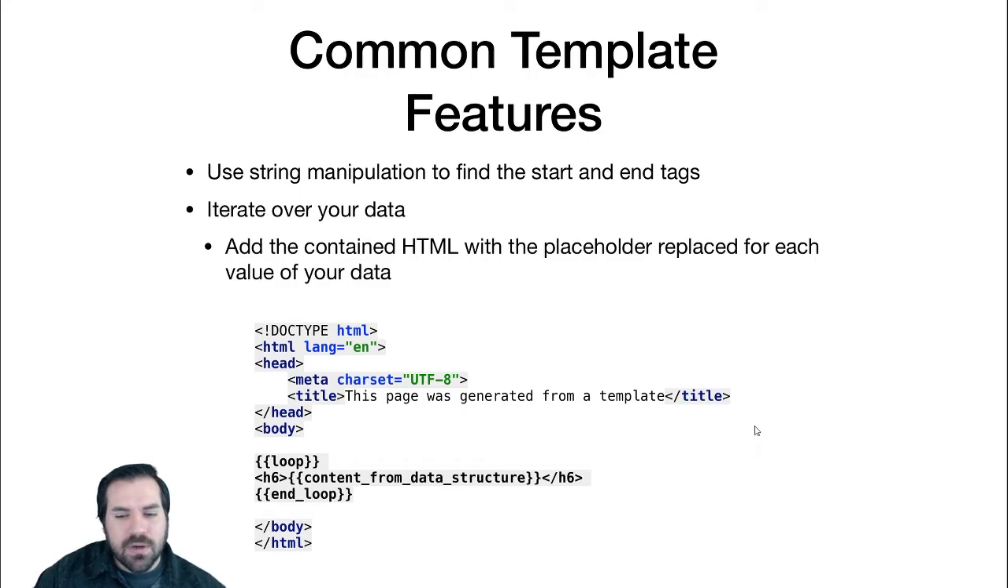Do we keep the loop stuff after? No, the loop stuff would go away. This wouldn't show up in your final HTML. You don't want your end users seeing any of your templating placeholders. So all that would go away, and you would just have body, H6 content, H6 content, H6 content, and body end HTML. That's what the user's going to see. So by the time you ship it over the TCP socket, all of these placeholders are gone.